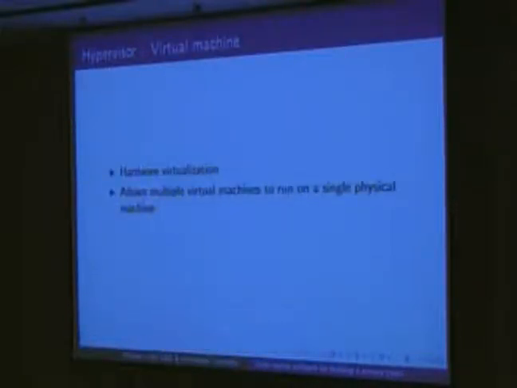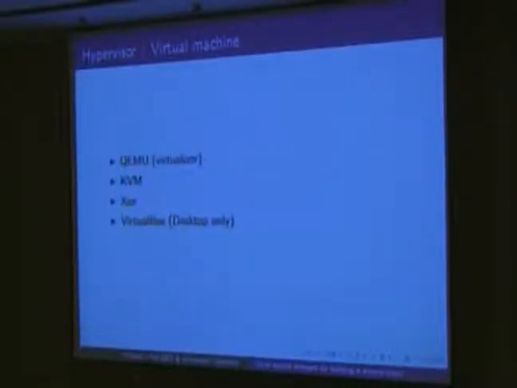Okay, so hypervisor and virtual machine. What is it? Well, the hypervisor provides hardware virtualization, and it allows you to run multiple virtual machines on a single physical machine. So these are some of the open source offerings available. QEMU, however you want to pronounce it, is the virtualizer itself. Then you have two hypervisors, KVM and Xen. What they do is they take QEMU and then provide virtualization functionality. You also have VirtualBox, except that's really only for desktop usage. It can be adopted for server usage, which is what we're really talking about when we talk about cloud computing, but currently you can really only use VirtualBox on the desktop.